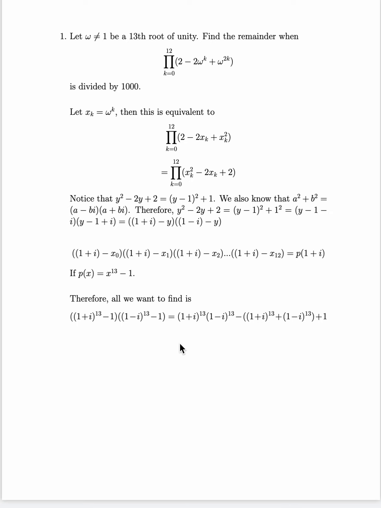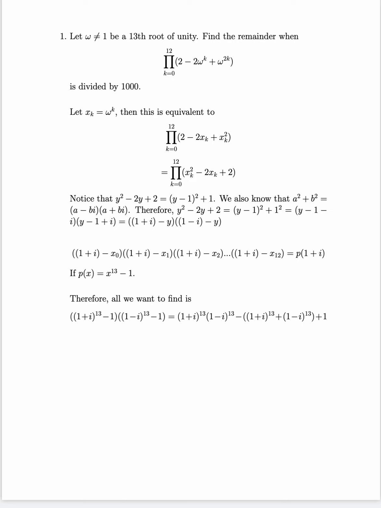Notice that this one can be simplified as (1 plus i) times (1 minus i), the entire thing to the 13th power, which is simply (1 squared plus 1 squared) to the 13th power, which is 2 to the 13th power, right? And now the only nasty term is this thing. We can see that this one is actually really symmetrical, but if we want to expand this, it's going to be pretty annoying.